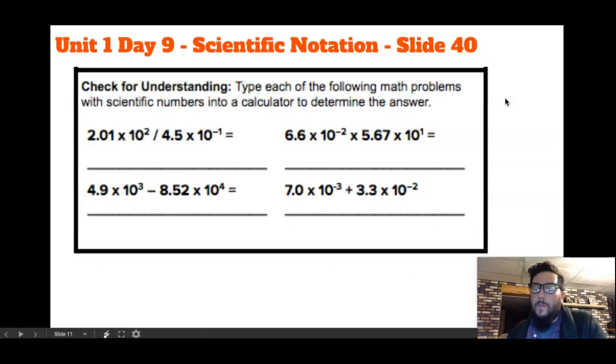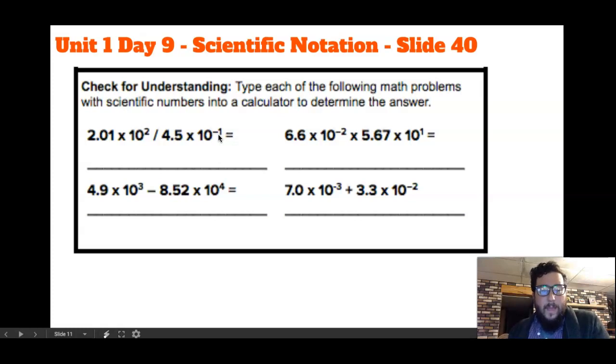So here is a check for understanding to see if you can put those numbers in your calculator using that second E function. There are some math problems here. The first one is division, this one is multiplication, here's subtraction, and here's addition. So I'd like you to take a moment and hit pause and try to do these calculations by using, instead of typing times 10 to the second power here, type 2.01, hit second, that EE button, and then the exponent 2, divided by 4.5, second E, negative 1. And let's see what answer you get. Hit pause now and go.